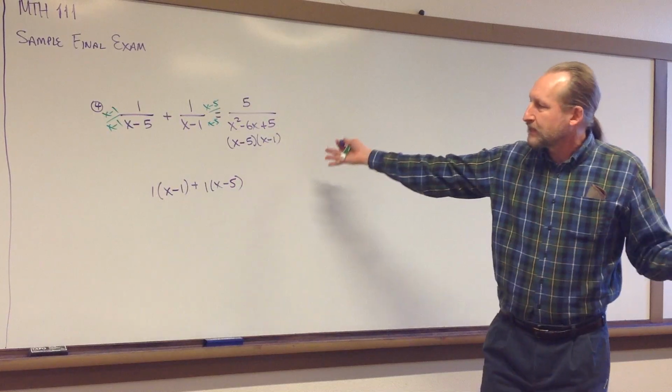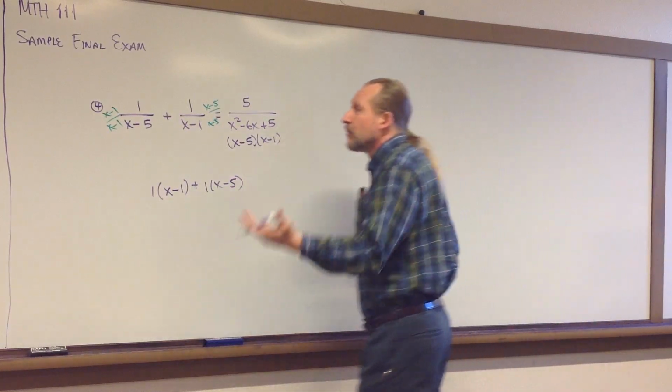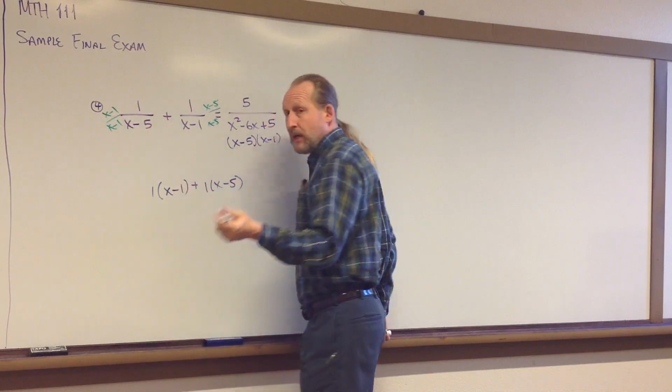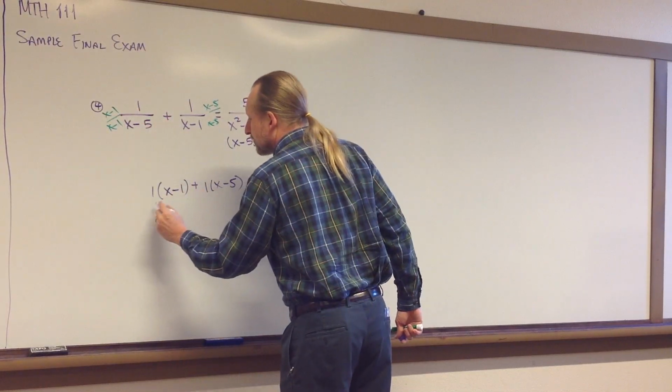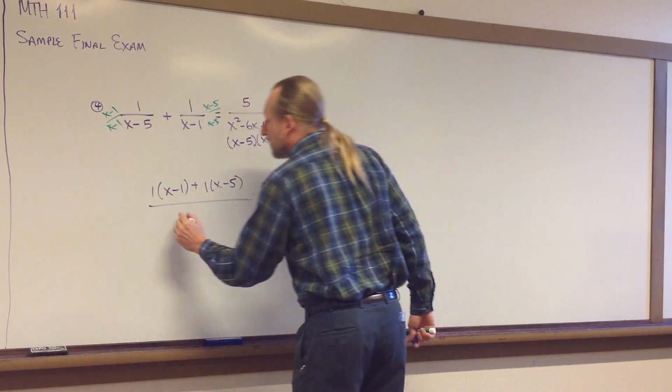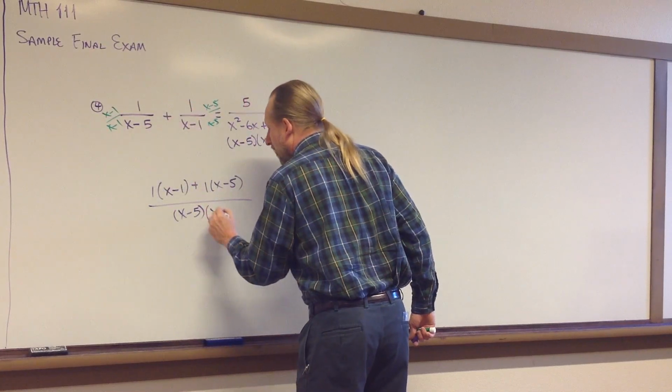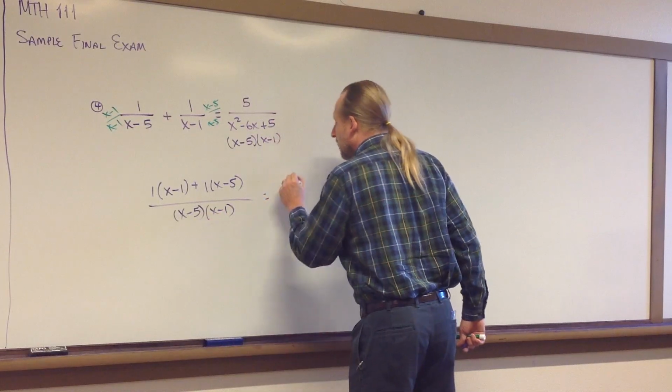I could have just written x minus 1 and x minus 5, but in other problems, it'll be important to multiply whatever's here by what's in the parentheses. In this problem, it doesn't make a big difference because what's here is 1. Okay.